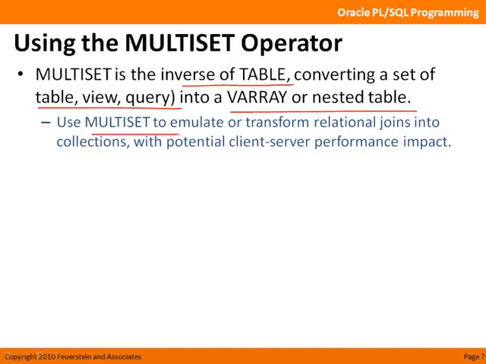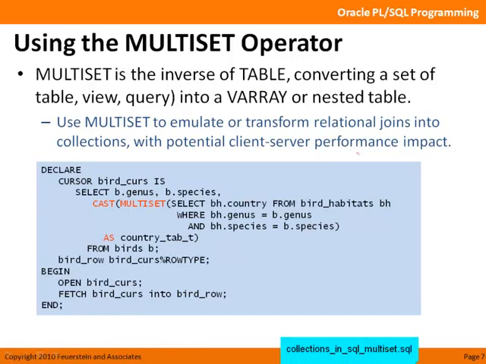And I can use multiset to essentially emulate or transform relational joins into collections and basically retrieve all of this data in one pull from the database, drop it into my collection, and thereby reduce the client-server communication and get improved performance. And the example I'll look at has to do with birds and species of birds and their habitats. So let's just take a look at the file.